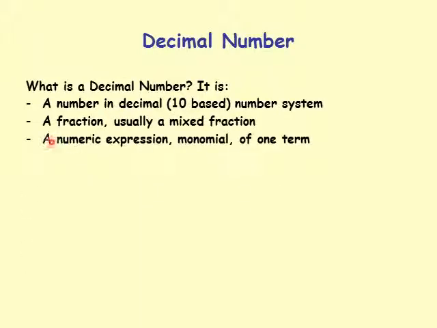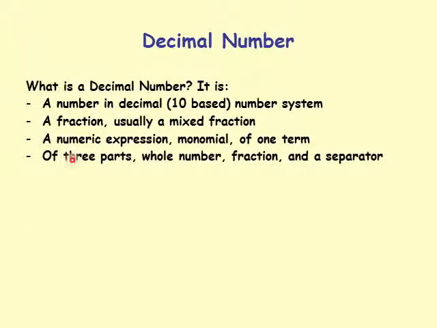Okay, let's continue here. A numeric expression, which is like a monomial of one term. It's just like in algebra, there are monomials. This is just like a monomial, a numeric expression, and has only one term. It consists of three parts: whole number, fraction, and separator. Separator is the decimal point.